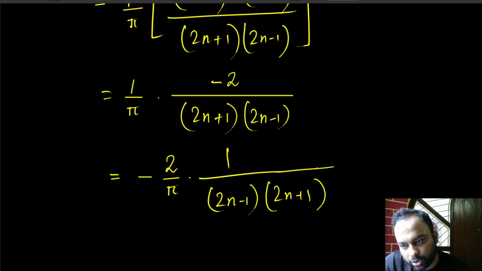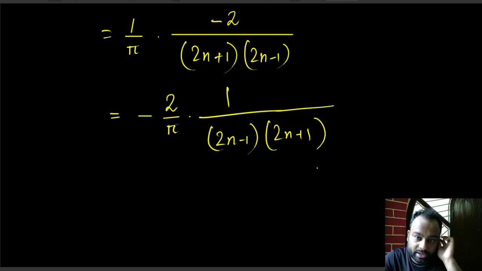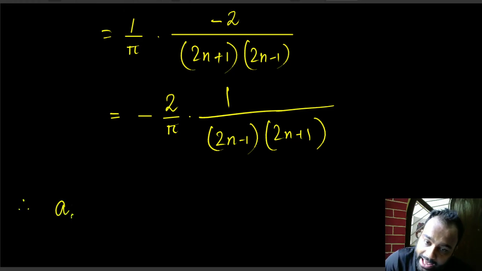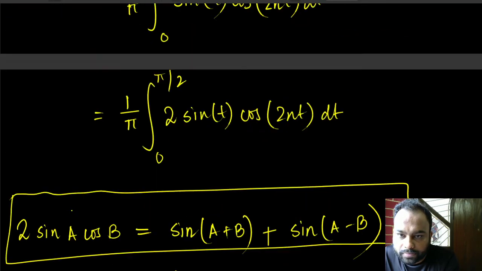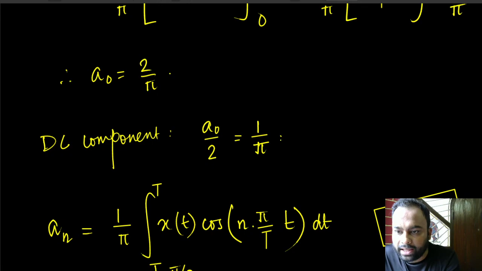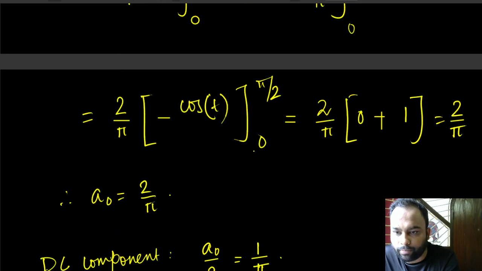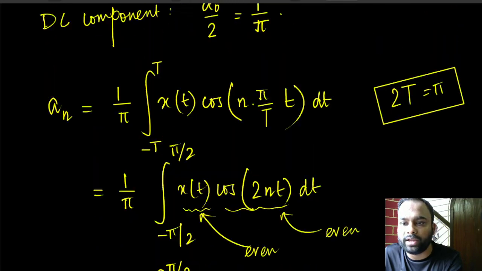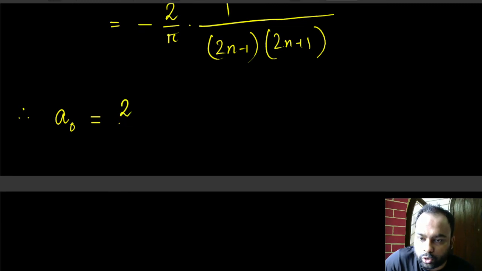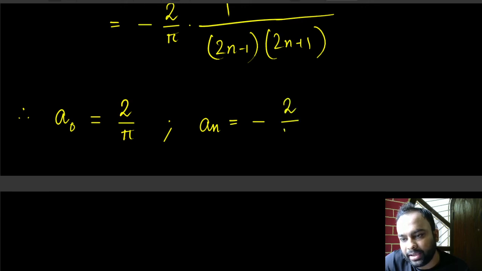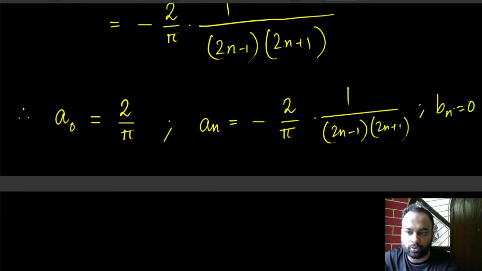So those are the cosinusoidal components, right? So if you recall, what did we calculate A0 to be? A0 turned out to be 2 by pi, so A0 by 2 was 1 by pi, the DC component. And an turned out to be minus 2 by pi into 1 by (2n minus 1)(2n plus 1), and all bn's are 0, right?